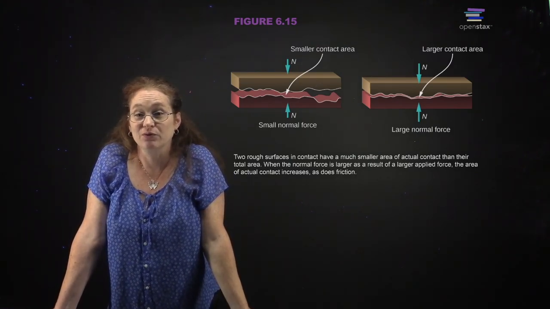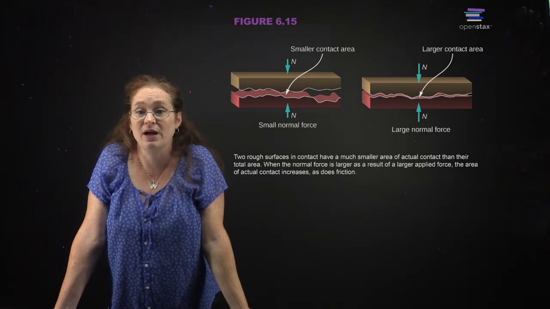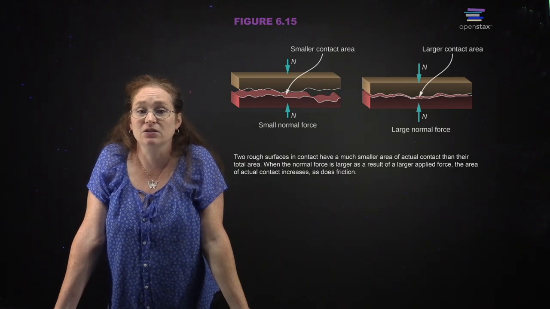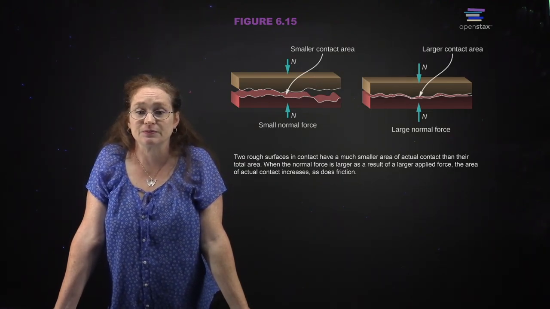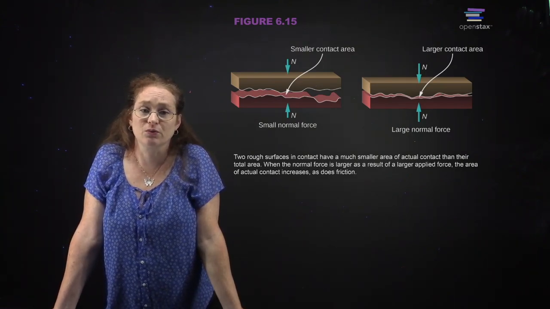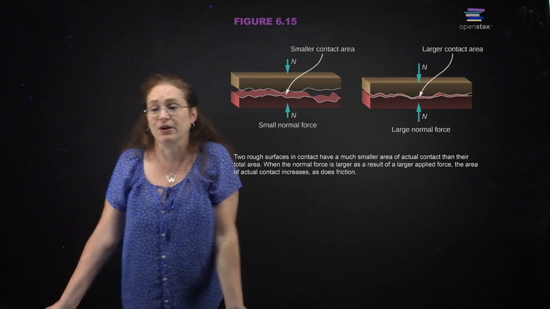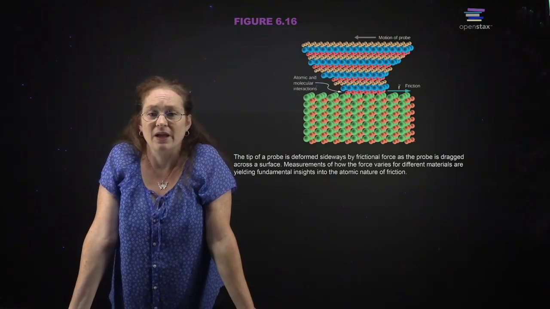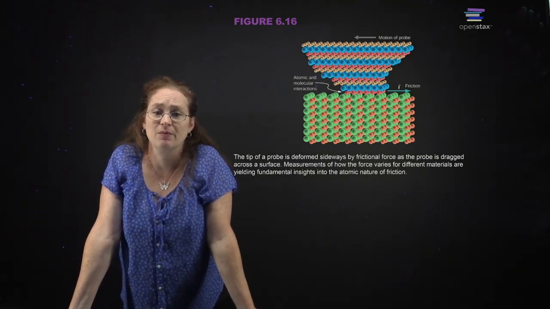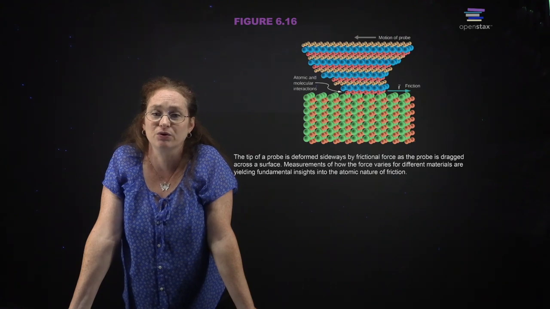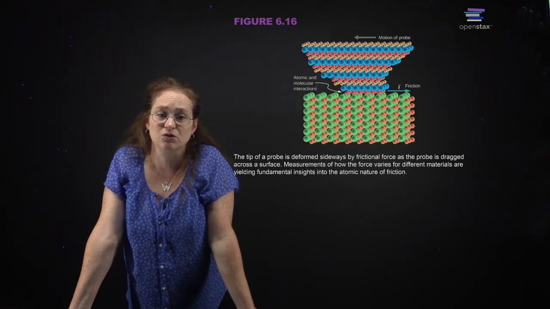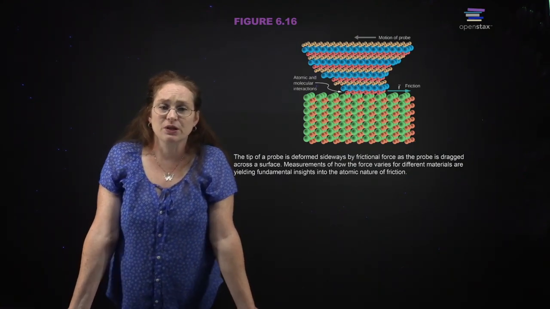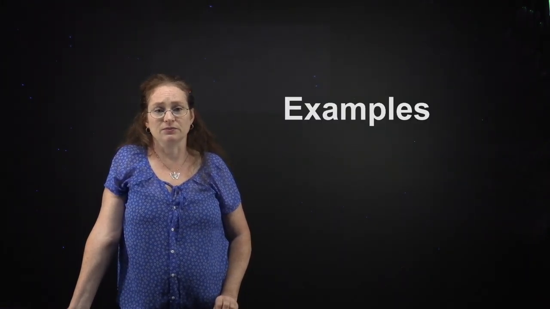In general, friction is larger when you have a larger contact area. And with a larger normal force, you have a greater contact area because you're really squishing those things into each other. This can actually be used in an atomic force microscope, which has a probe on the order of a few atoms. You push the probe down onto the surface, and as you drag it across the surface, you measure the force on the probe, so you can actually measure the friction.